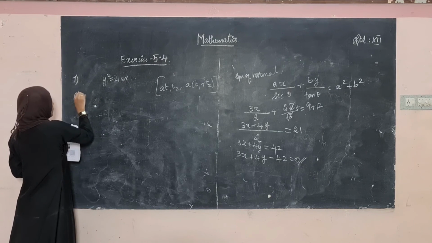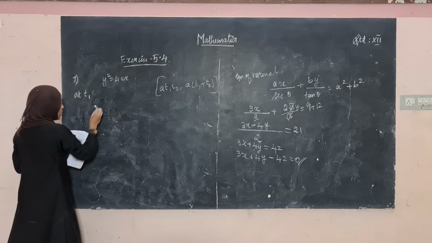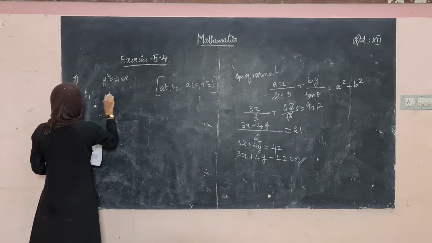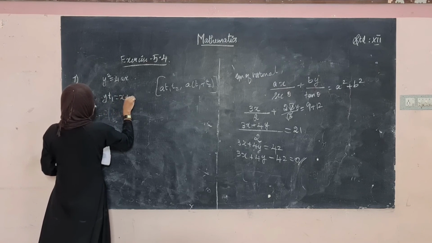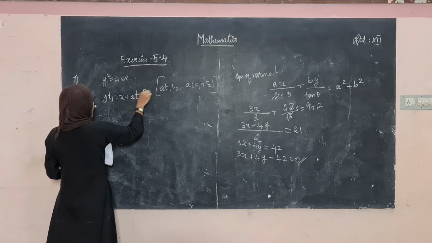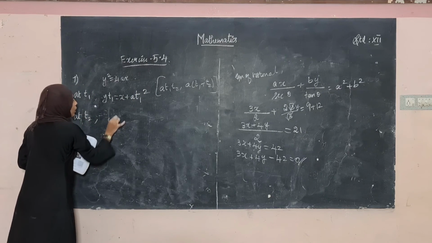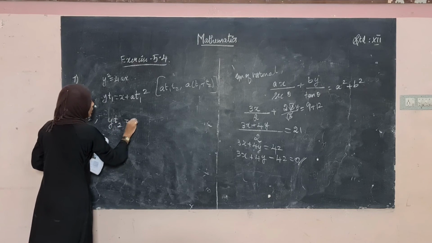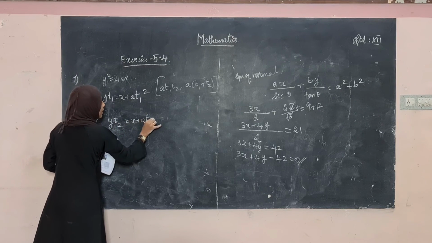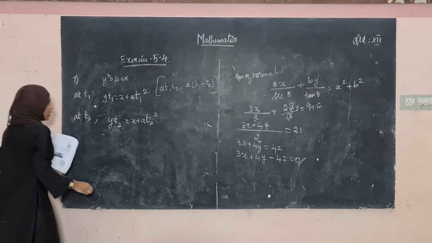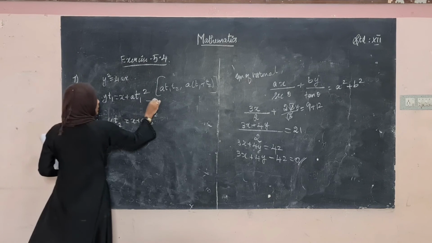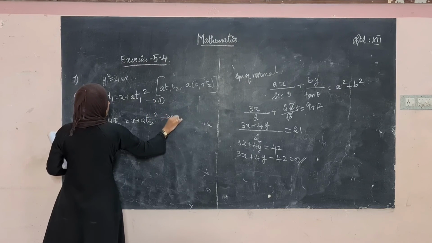So at T1, the equation of tangent will be y into T1 is equal to x plus a T1 square. And at T2, the equation of tangent will be y into T2 is equal to x plus a T2 square. Okay, now let this be 1 and let this be 2.